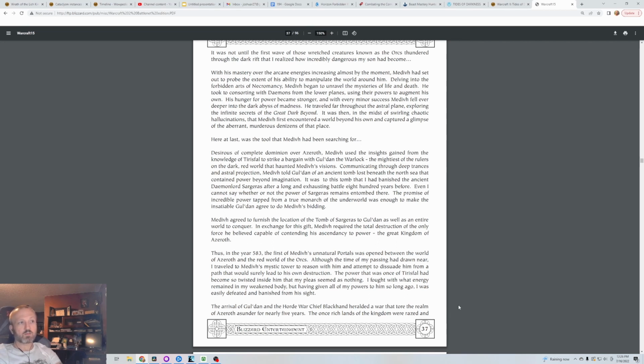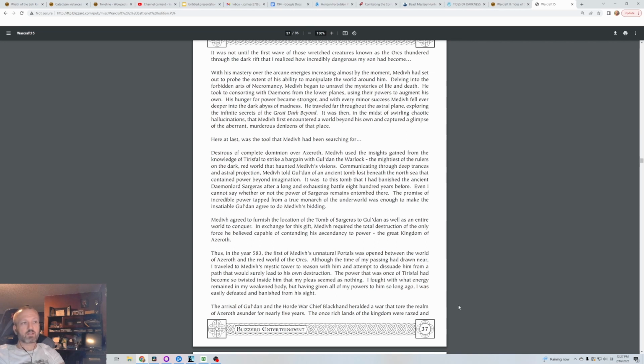Even I cannot say whether or not the power of Sargeras remains entombed there. The promise of incredible power tapped from a true monarch of the underworld was enough to make the insatiable Gul'dan agree to do Medivh's bidding. Medivh agreed to furnish the location of the tomb of Sargeras to Gul'dan, as well as an entire world to conquer. In exchange for this gift, Medivh required the total destruction of the only force he believed capable of contending his ascendancy to power, the Great Kingdom of Azeroth.